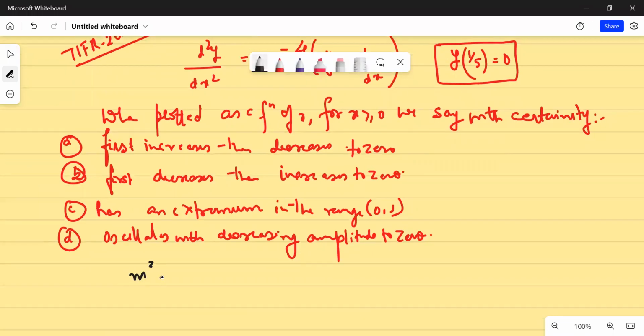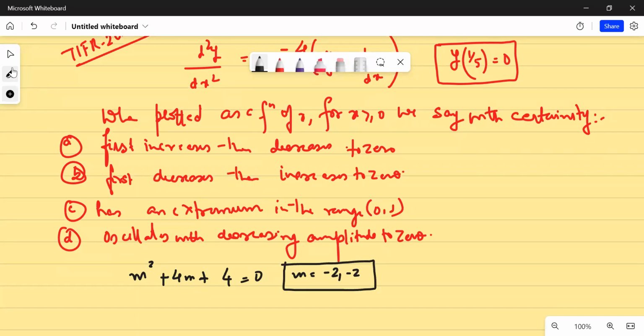The auxiliary equation would be m square plus 4m, I think there would be a 4 as well, equals 0. That implies m equals minus 2, comma, minus 2. So there are repeated roots.